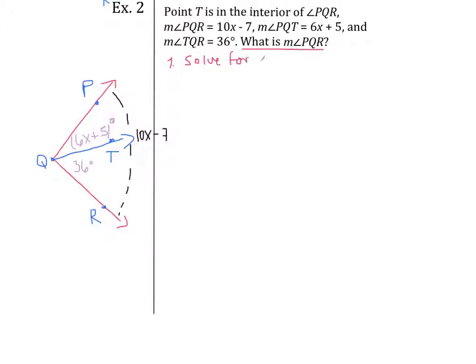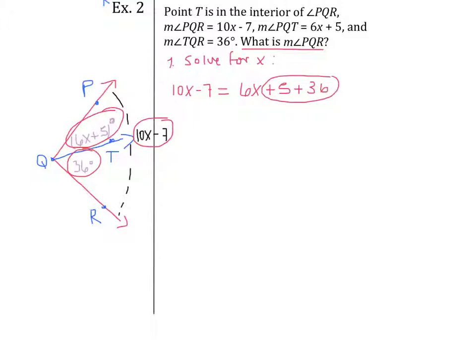Solve for x. By using the angle addition postulate again, we can say the big angle, 10x minus 7, which represents the big angle, is equal to the sum of this angle plus this angle, because of the angle addition postulate. So this is 6x plus 5 plus 36. We combine like terms, and we have a 5 and a 36. This one stays the same: 10x minus 7 equals 6x plus 5 plus 36, that's 41.